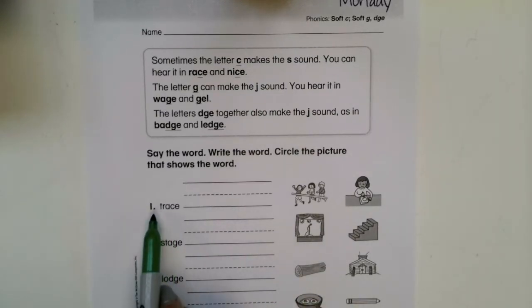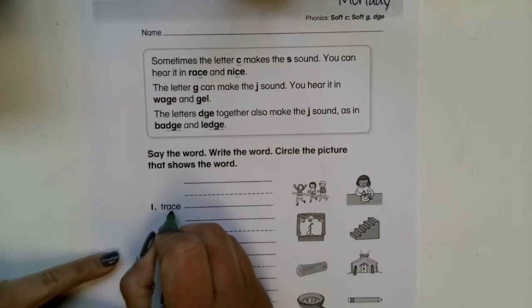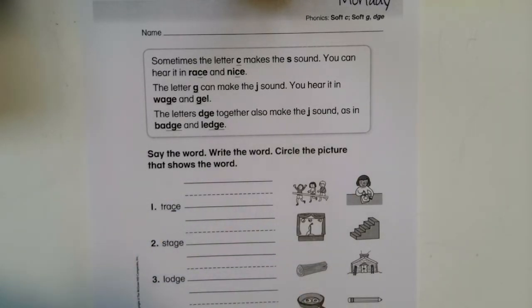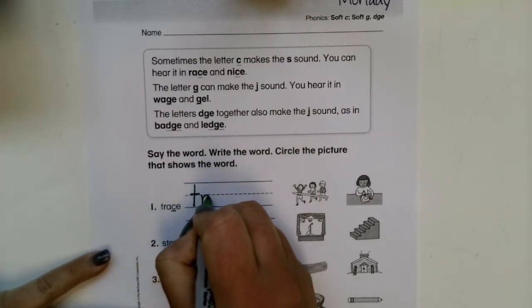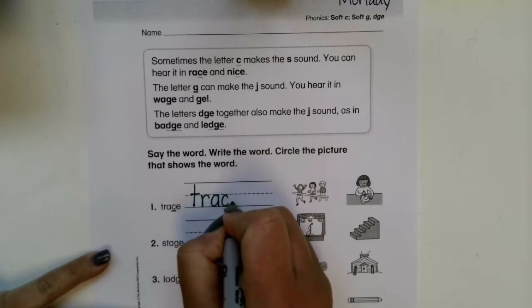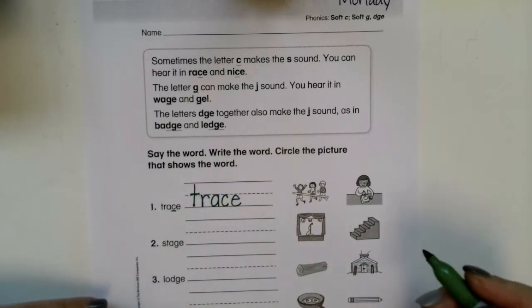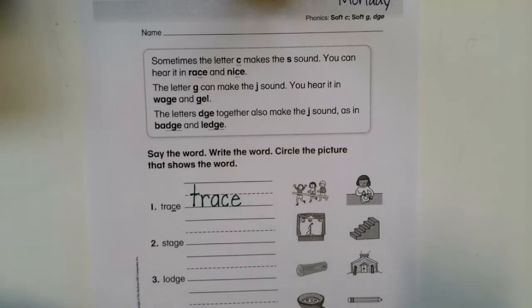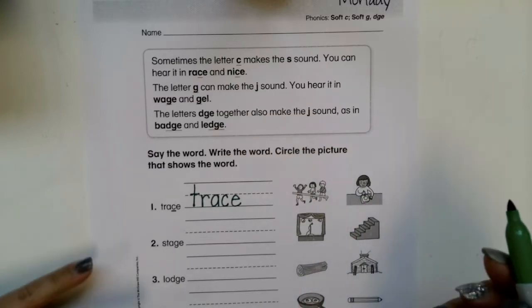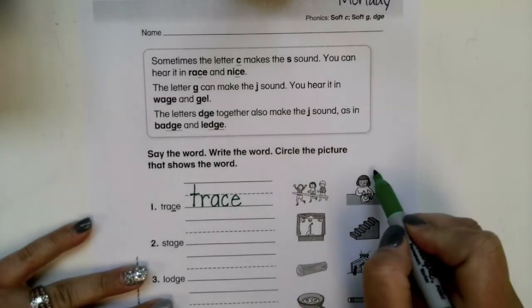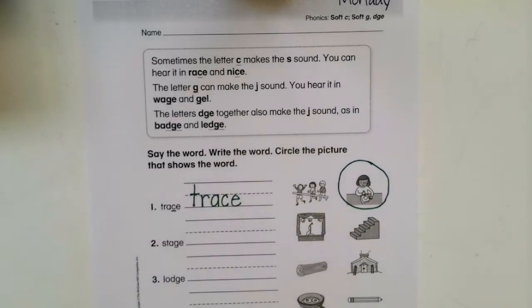Number 1, trace. I hear the S sound, so I need to underline the C. Now I need to write trace. And now I need to circle the picture that shows trace. Is it this one or the second one? Right, it is definitely the second one. So you're going to circle that picture.